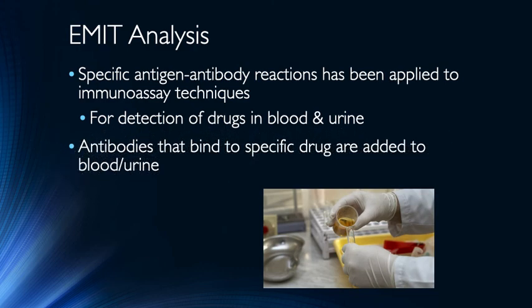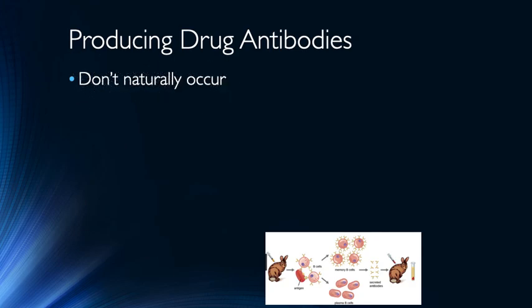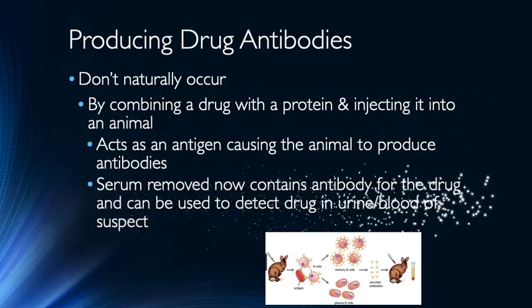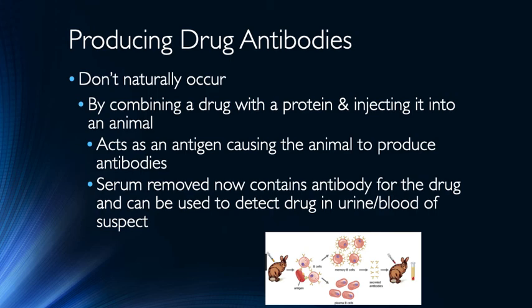analysis, because this one is typically used. It's specifically, again, an antigen-antibody reaction that is used for detecting drugs in both urine and blood. Basically, they create these antibodies that bind to specific drugs, and then they add that to the blood sample or the urine sample. And if the drug is present, it will cause clumping, just like the blood typing test does. But what you need to remember is that these drug antibodies are not natural, okay? They don't occur in nature.